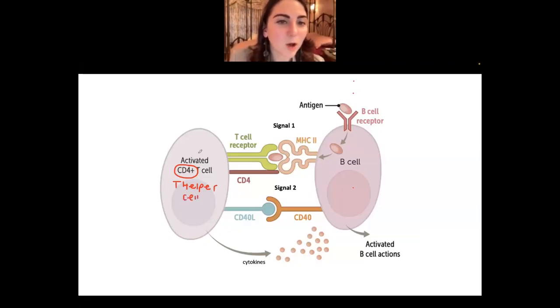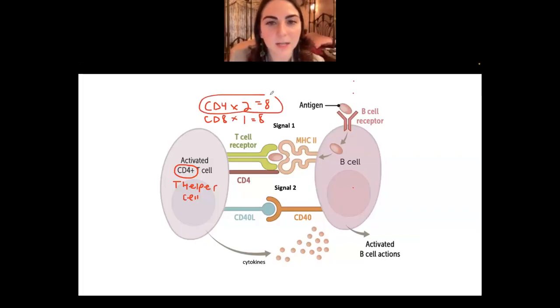So this is now helping this B cell get activated. The T cell receptor is going to bind MHC class 2. Remember the rule of 8. CD4 times MHC class 2 equals 8. CD8 times MHC class 1 equals 8. There's your rule of 8. So that's how we remember that CD4 is the one that's binding to MHC class 2.